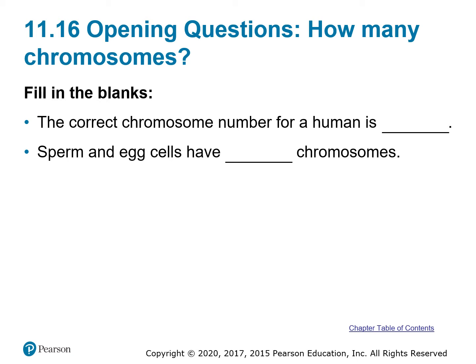So this is kind of a reminder of earlier things that we studied. The correct chromosome number for humans is blank. Sperm and eggs have blank chromosomes. So hopefully you remember the correct chromosome number for humans is 46, and that remember in meiosis, sperm and egg cells end up having only 23 chromosomes. They are not in pairs.